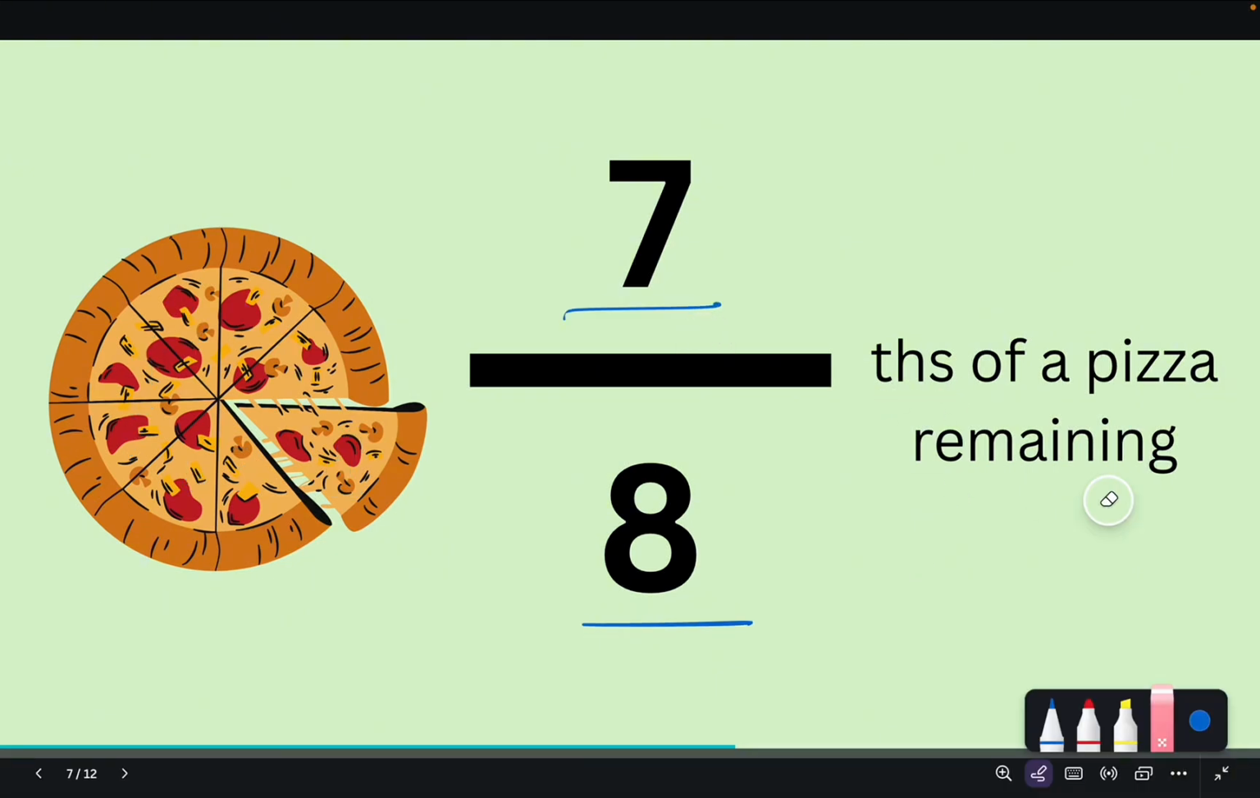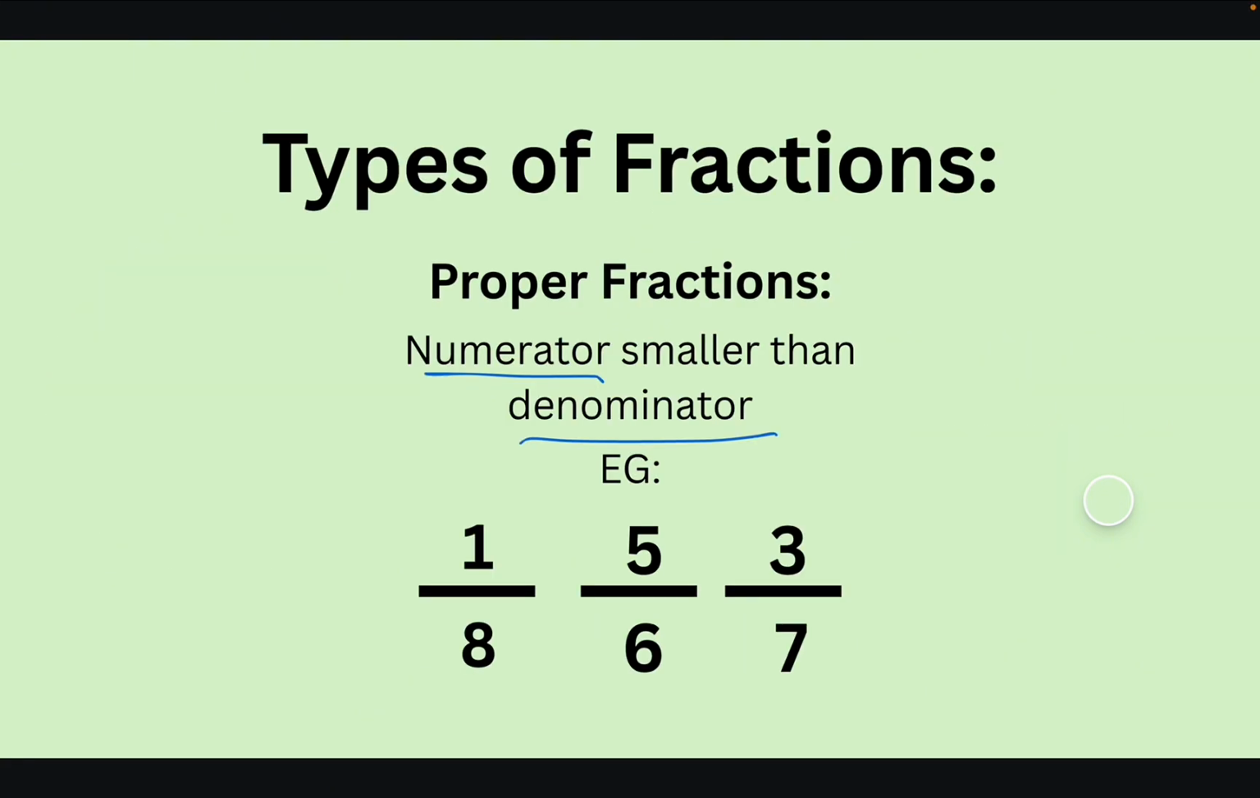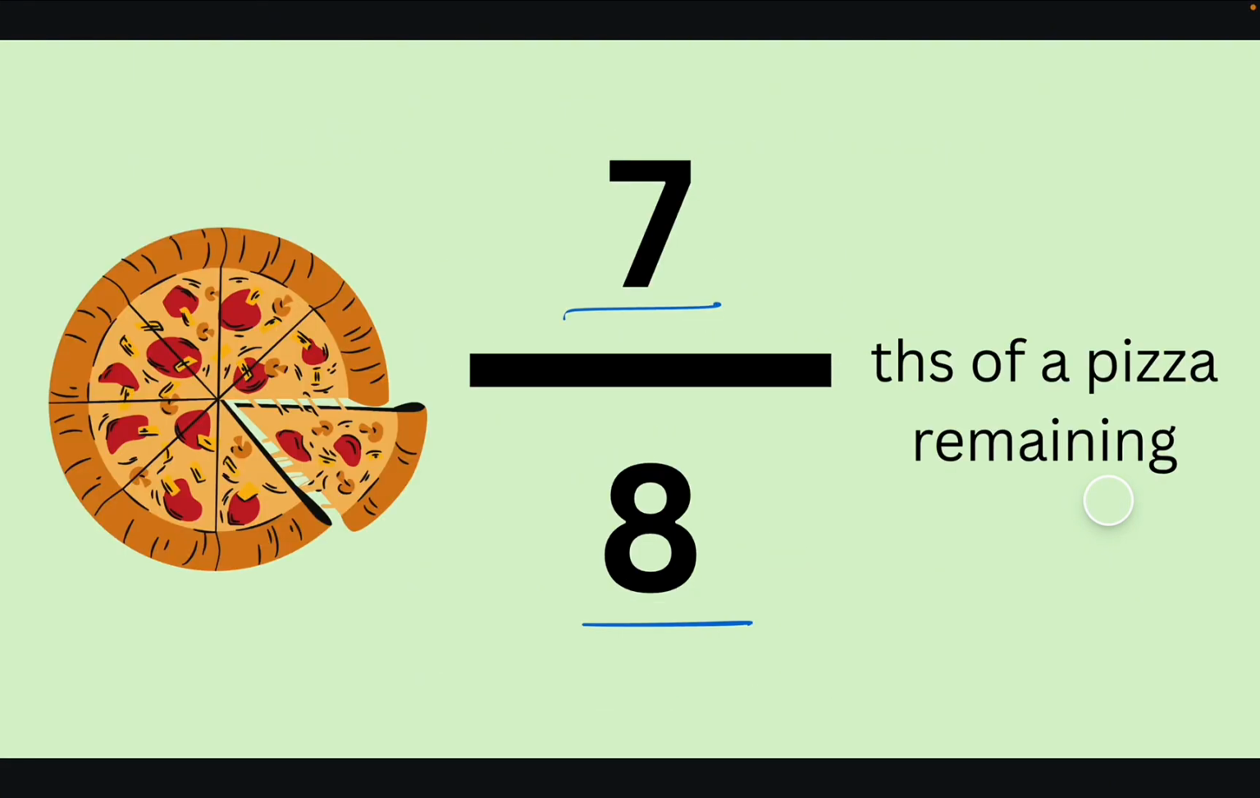Okay, now that I'm done talking about the components of a fraction, it's time to talk about our last topic, which is the types of fractions. Now, there are three types of fractions. The first one is probably the first thing you think about when you think of the word fraction. These are when the numerator is smaller than the denominator. For instance, 1/8, 5/6, 3/7, and even our pizza example over here, 7/8, because 7 is smaller than 8, meaning that it is a proper fraction.